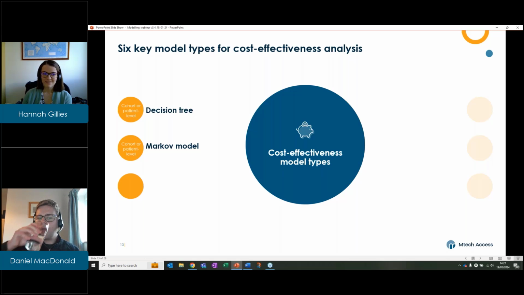So yeah, as Danny said, you're probably familiar with Markov models as they are quite common, and just to mention that they can take either a cohort or a patient level approach, and when a patient level approach is taken for a Markov model, this can sometimes be referred to as a microsimulation.